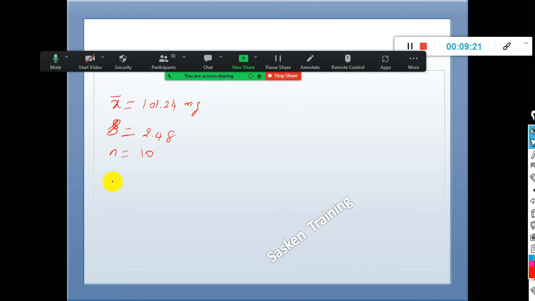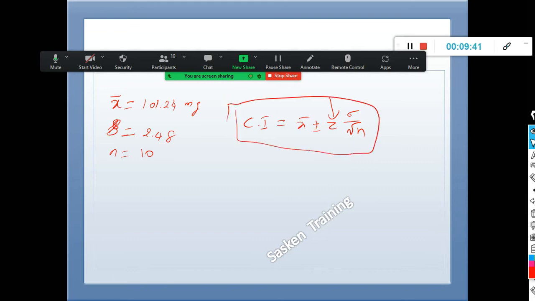We discussed the Z confidence interval. In that case, CI is equivalent to x bar plus or minus Z into sigma divided by square root of n. This is the formula that we used. If you know the population standard deviation, this is the equation to compute the confidence interval. But we do not know the population standard deviation, hence we cannot use Z. We need to use the t distribution.